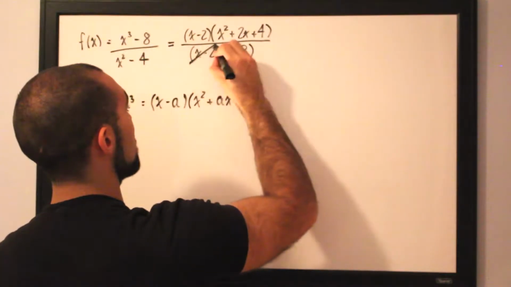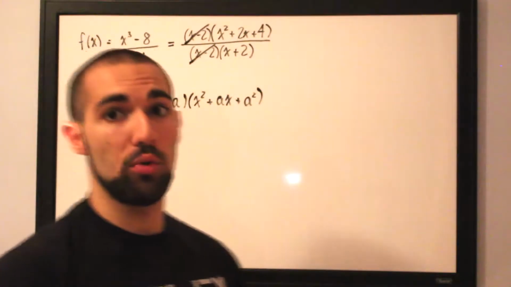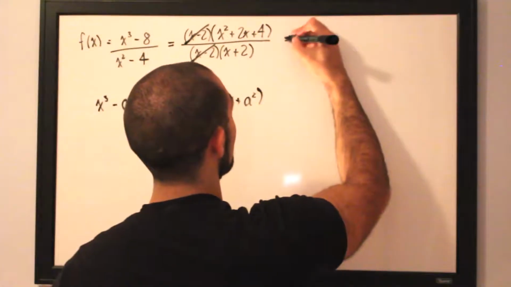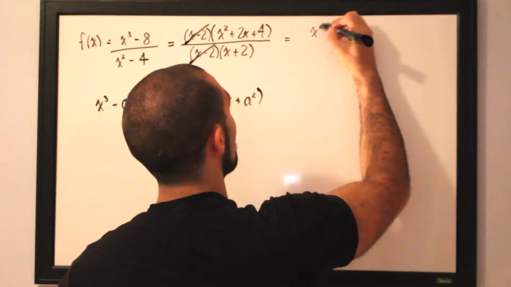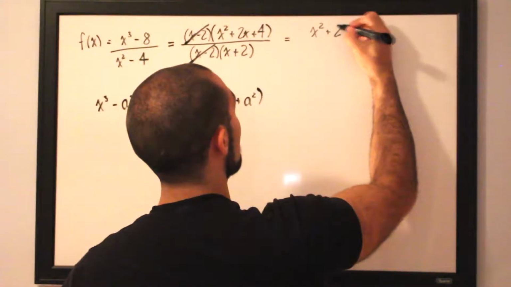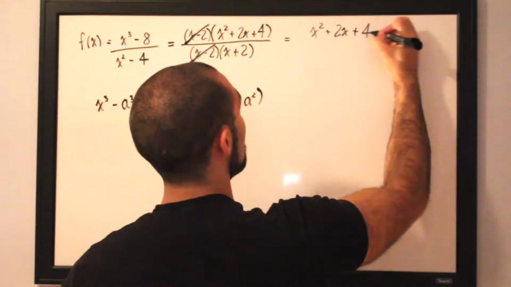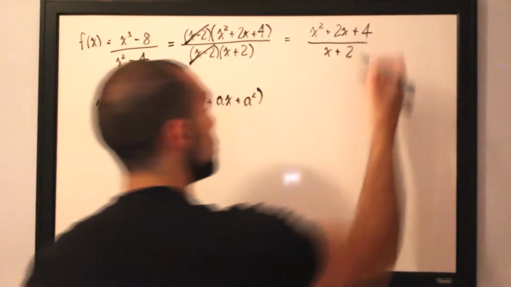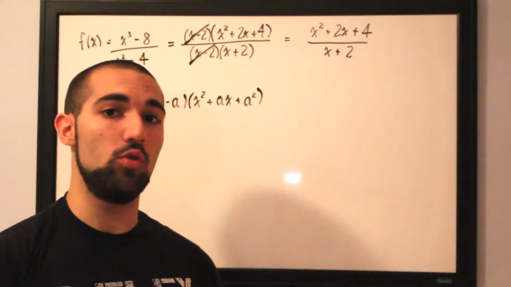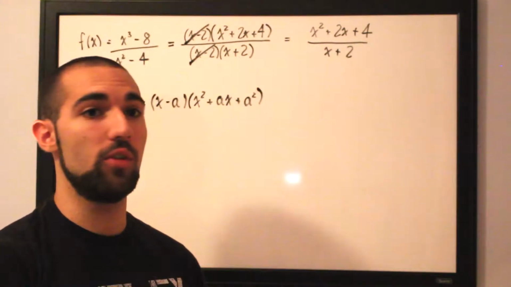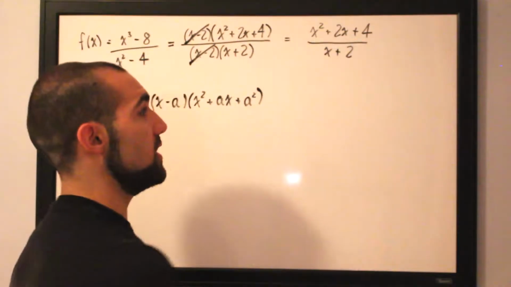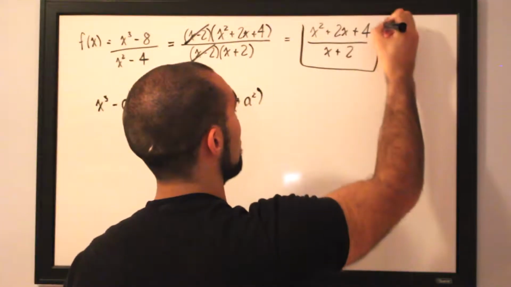We can cancel out an x minus 2 in both the numerator and the denominator, so we're going to be left with this remaining function over here, x squared plus 2x plus 4 over x plus 2. And because we can't factor the numerator anymore, there's nothing in the denominator that we can cancel out with factors from the numerator. So because of that, this is the simplest the function is going to get.